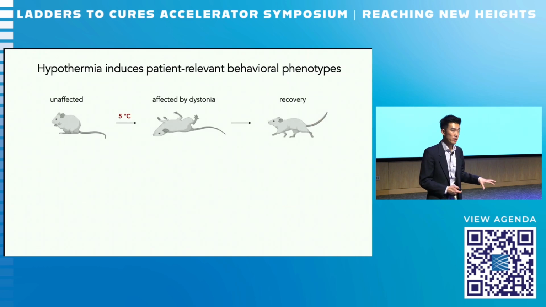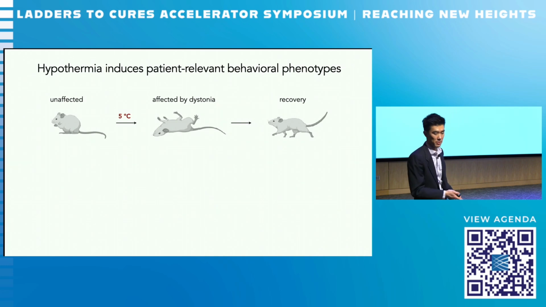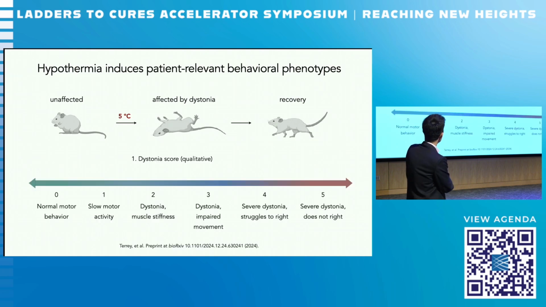In addition to molecular readouts, we also assessed a number of critical behavioral phenotypes, most notably this hypothermia induction assay. So here, mice are exposed to a cold water bath to induce episodes of dystonia, hemiplegia, and other seizure-like events that's typically observed in patients. And so mice are assigned a qualitative score ranging from normal behavior all the way to severe cases where the mouse is unable to right itself.